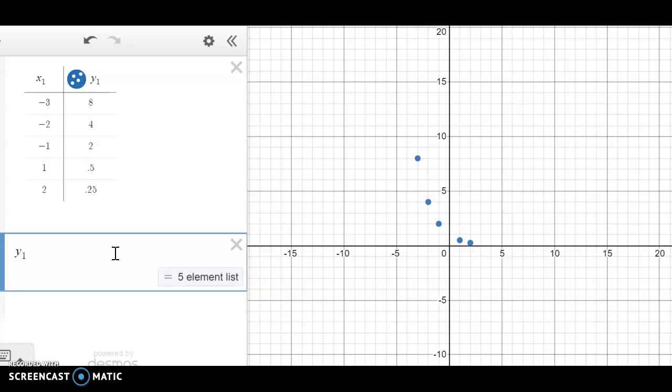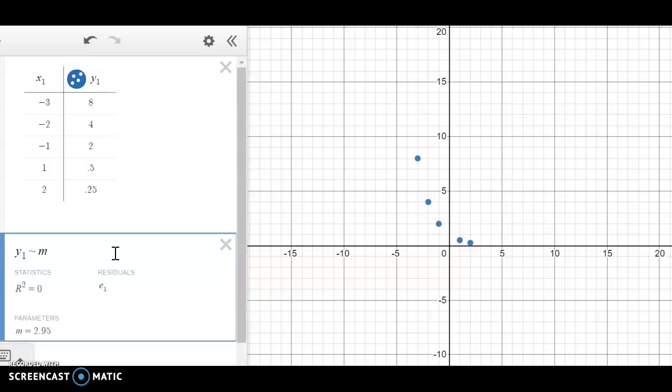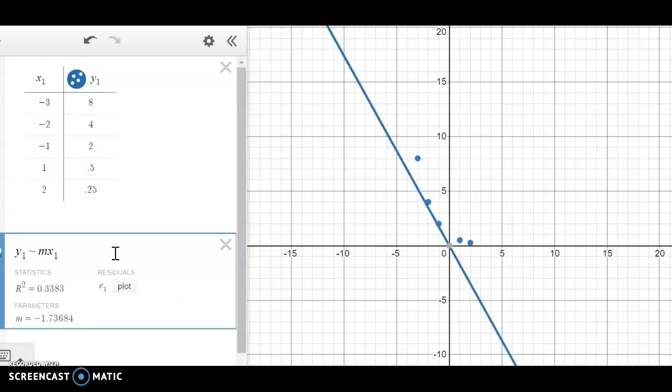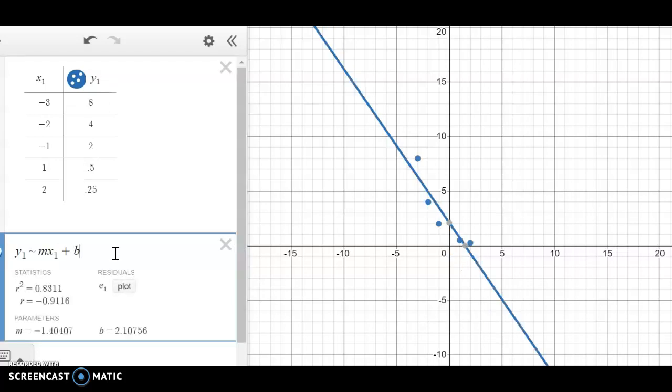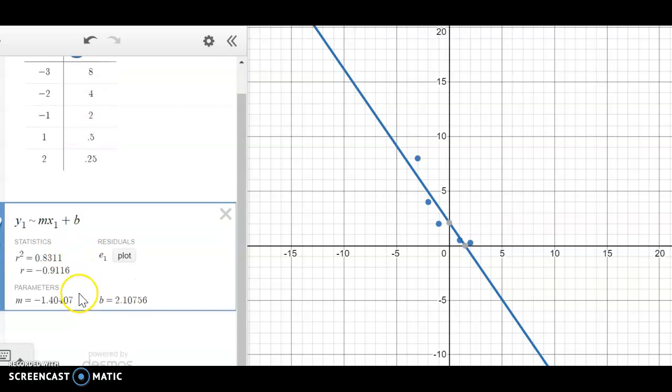y1 tilde mx1 plus b. And I'm going to look at my r squared. The higher and closer to 1 it is, the better. And I'm looking at the r squared. Now we're at 0.83, so that's an 83% best fit. Okay, I'm going to turn him off.